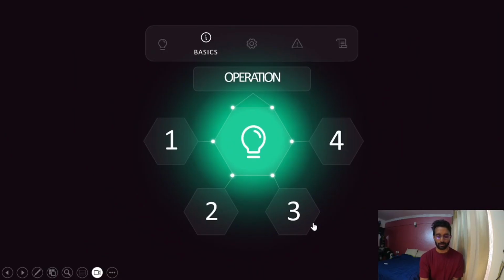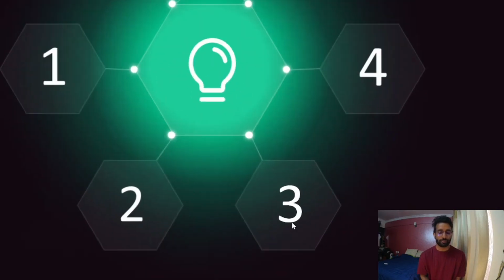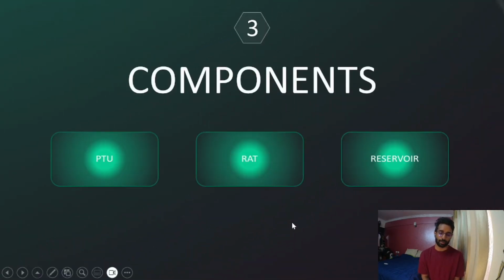Now let's talk about the next one. Okay, let's talk about the third part in operations. Now third part of operations, we will talk about the components. The PTU, RAT and reservoir. There are other components also, but we need to know a little bit more about these specific components. So we'll spend some time here.